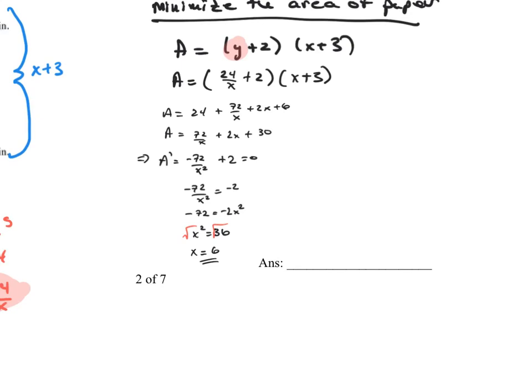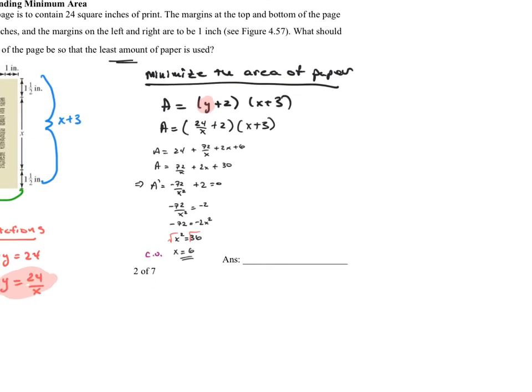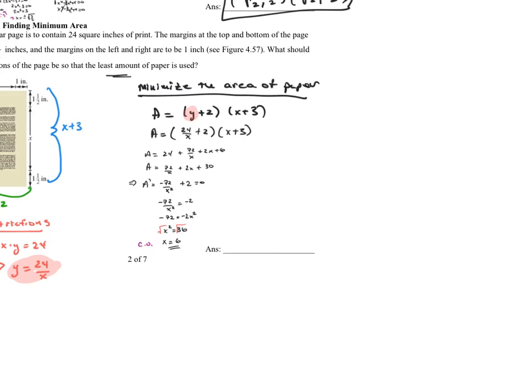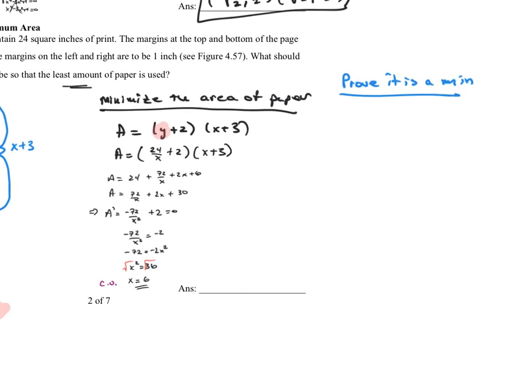Again, all we have shown is that this is a critical value. We have not shown that this is a maximum or a minimum yet. So what do I need to do to prove that it's a maximum or a minimum? In this case, we want to minimize it, right? We wanted to minimize the area. I need to choose, do I want to use the first derivative test or do I want to use the second derivative test? Well, this isn't too hard to find the second derivative, so I'm going to go ahead and use the second derivative test.